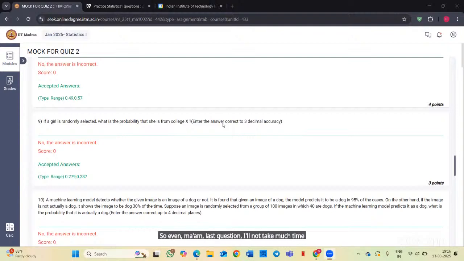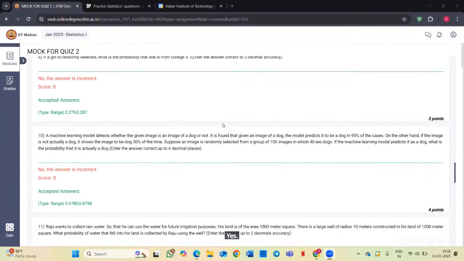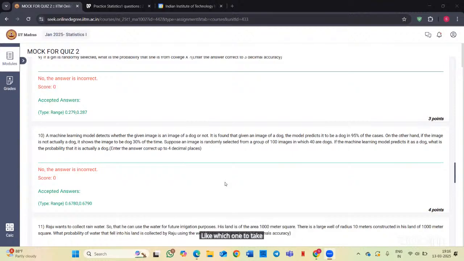Yes. Based on the question, we have to fix the events, right? That will be easier to solve. It's one of the easier methods to solve, because a similar question was there in graded 8 also, ma'am. In that, with raining and heavy traffic, a lot of permutations and combinations were there. Like which one to take as the two main events, I couldn't understand. Okay. So that's my method. Everybody has different methods.